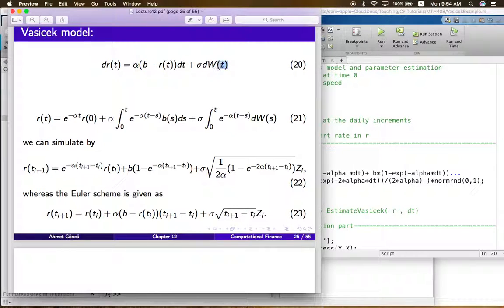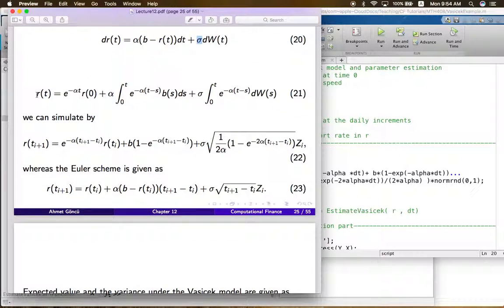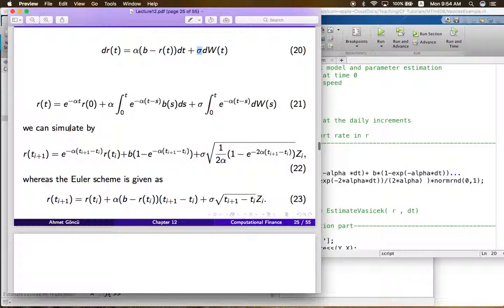But of course, we have this noise part, which is proportional to this sigma. So we have this volatility term and Brownian motion term. You can see the analytical solution of this SDE is given in 21, and we can directly use this analytical solution to do our simulation using Monte Carlo, of course.